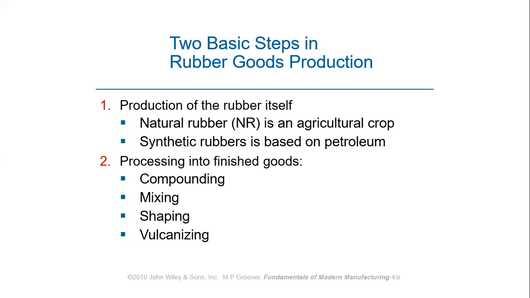Rubber is either synthetic or natural. Natural rubber basically comes from the rubber tree, and synthetic rubbers come from petroleum. In the petroleum industry, they can produce synthetic rubbers. We will basically talk about the natural rubber manufacturing process, and then we'll talk about the processing into finished goods, how to process the rubbers to manufacture various parts. And also we'll see how the tires are manufactured using rubbers.